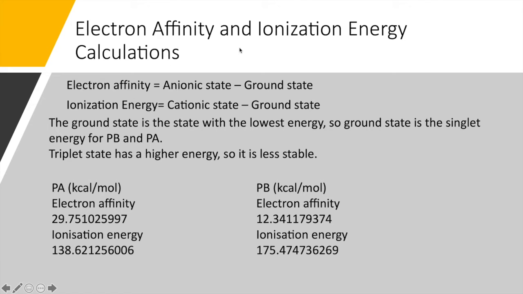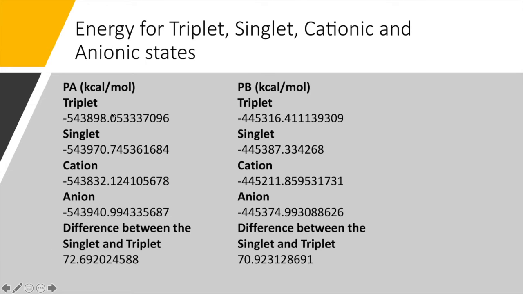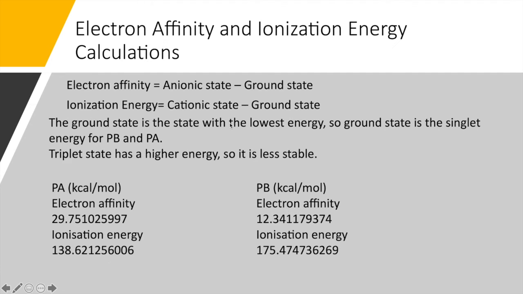You can calculate the electron affinity and ionization energy. So the electron affinity is the anionic state minus the ground state. Like I said, the ground state is the singlet state. And the ionization energy is the cationic state minus the ground state. So the triplet state has a higher energy for both of them, so it is much less stable. It's not the ground state. Okay, for PA, there's the electron affinity and ionization energy. There it is for PB.